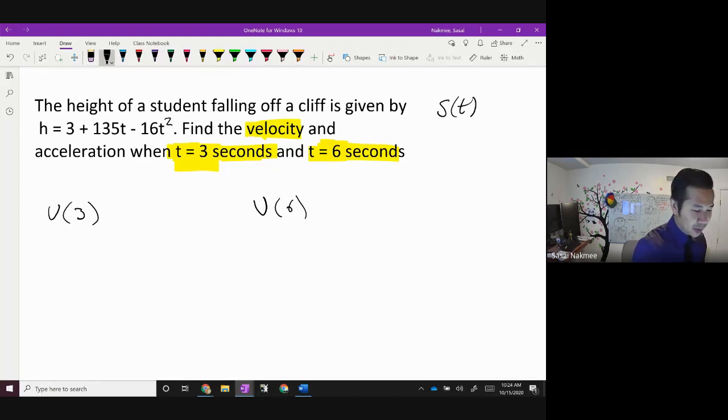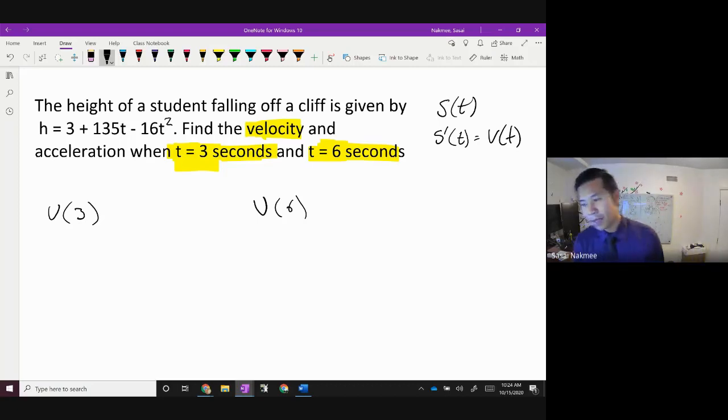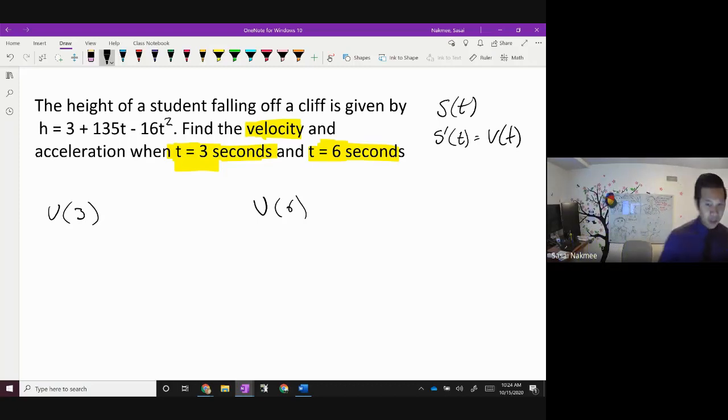The derivative of this position function or the height function, whatever it is, if you take the derivative of it, it's going to give you the velocity. So take the derivative of that function. What do you get? And then, with that function, find out what the velocity is at exactly 3 seconds and at exactly 6 seconds. What is the velocity?